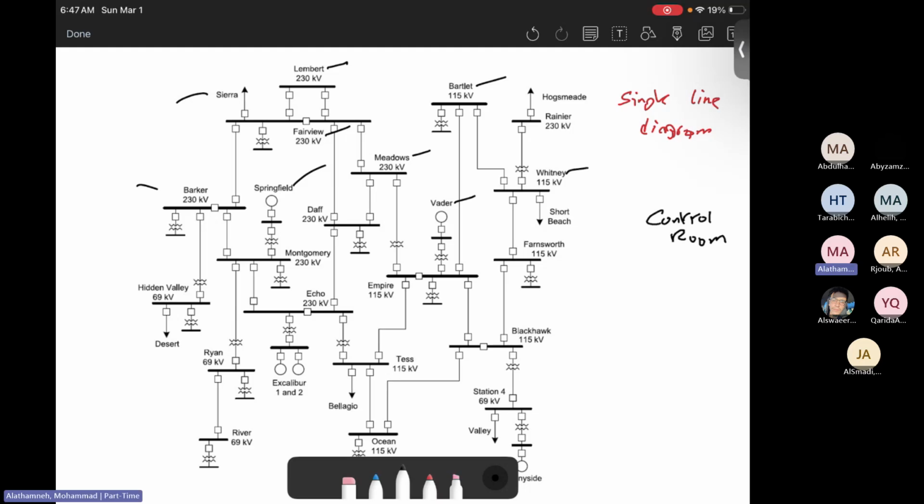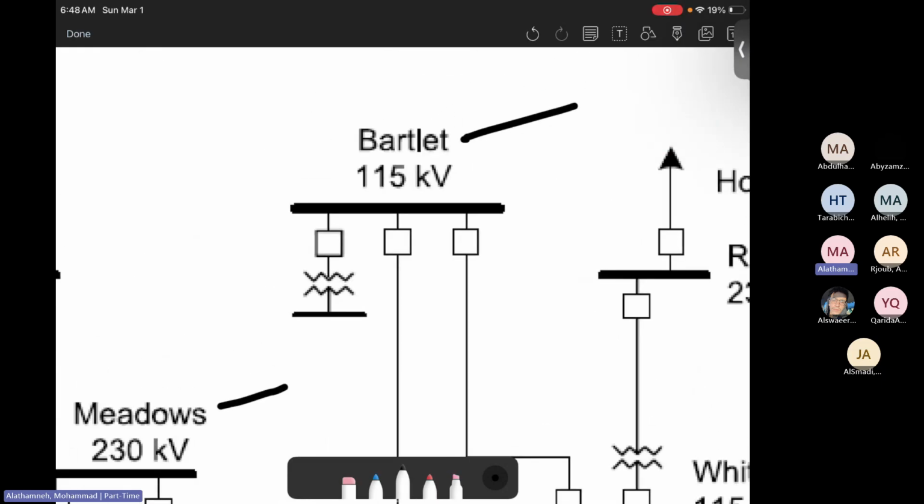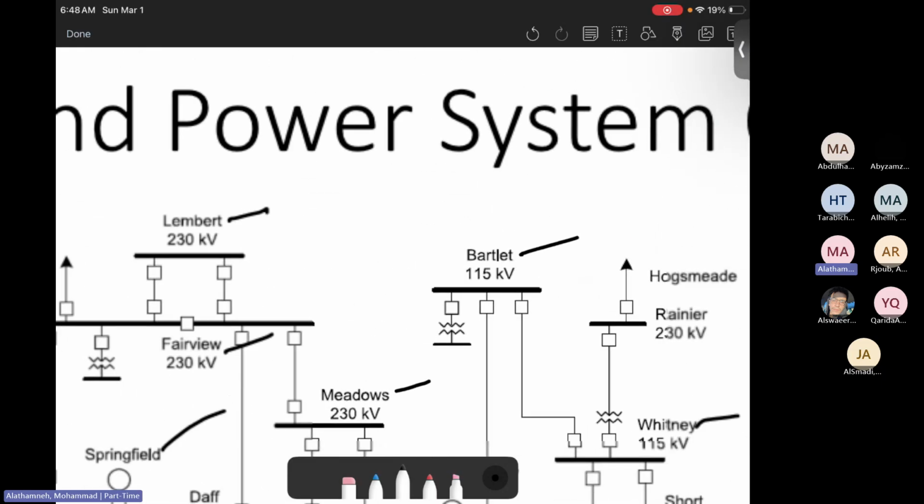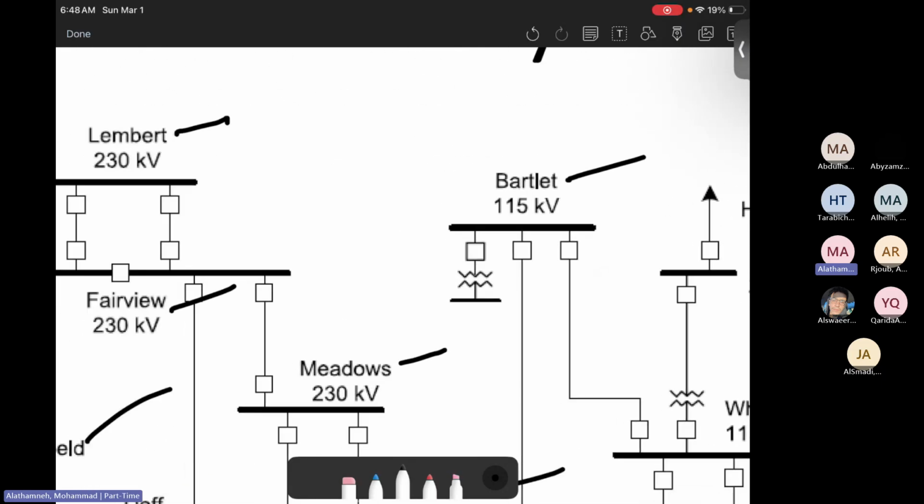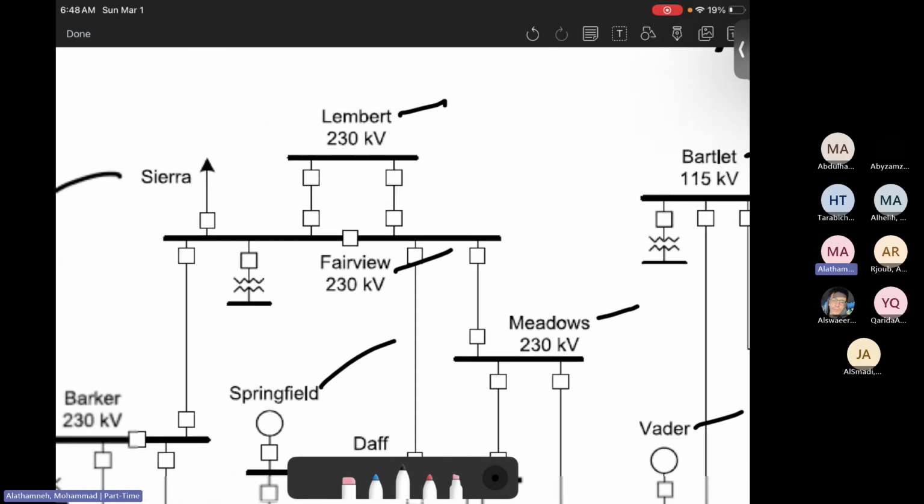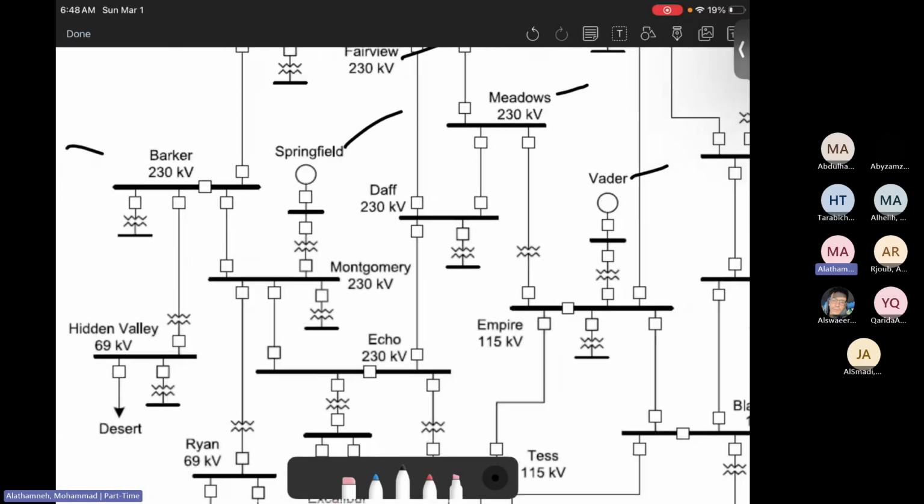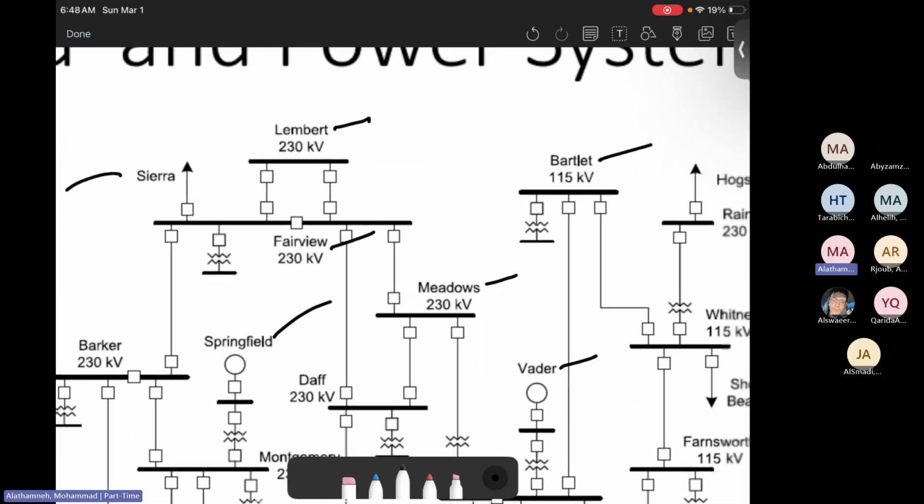That's what you will see in the control room, something very similar, but here it's not colored. In the control room, you will see it colored. And when you look at it, you will see the bus bars associated with the substations. For example, this is associated with Bartlett, this is with Meadows, Fairview, Lambert, Sierra, Bakers, Springfield, Montgomery, Eco, and so on. This is the bus bar.